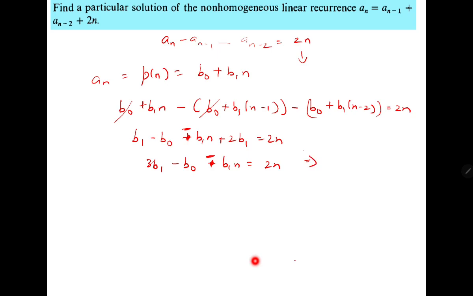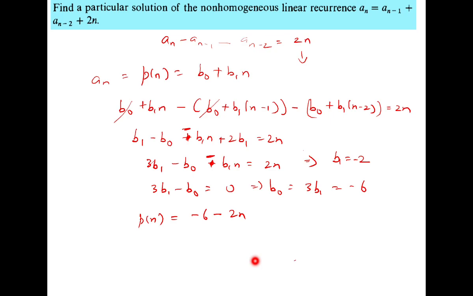If you compare the coefficients, the coefficient of n on the left hand side is minus B1, on the right hand side it's 2. That gives you B1 is equal to minus 2. And that also gives you 3 B1 minus B0 is equal to 0. It means your B0 is 3 B1, which is minus 6. It means P(n) is equal to minus 6 minus 2n. So this is the particular solution of the non-homogeneous linear recurrence relation.